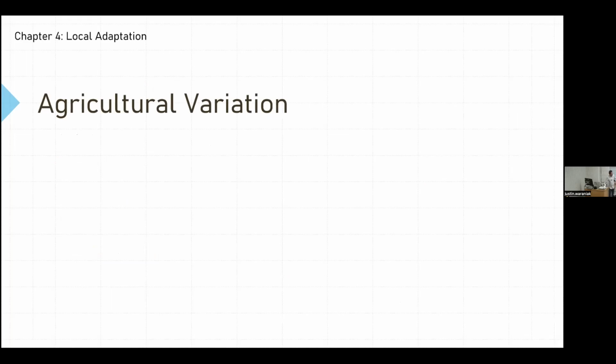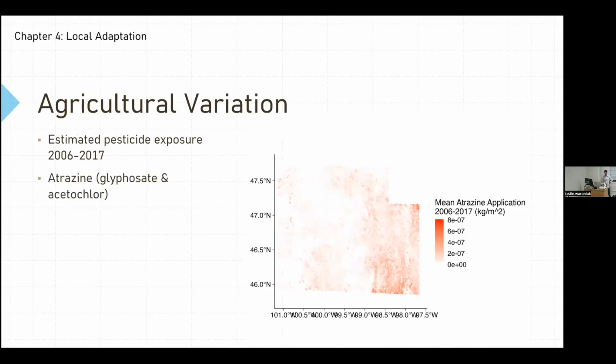And for agricultural variation, we looked at different estimates of pesticide exposure. So we looked at 4 different pesticides. One of these is atrazine. So if you're familiar with amphibians and atrazine, there's a notorious relationship there. Atrazine is an endocrine disruptor in amphibians and can cause intersex problems and feminization of male frogs.